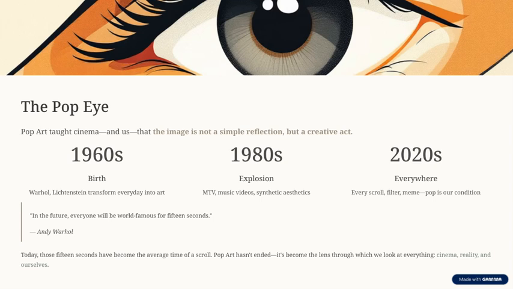Moving into the 2020s, pop culture is everywhere. Every scroll on social media, every filter, every meme. Pop has become our condition, shaping how we see and interact with the world daily. Andy Warhol famously said that in the future, everyone would be famous for 15 seconds, and now, that's become the average time we spend scrolling through content. Pop art hasn't ended. Instead, it's become the lens through which we view everything: cinema, reality, and ourselves. It's really embedded in our everyday experience, constantly influencing our perception and identity.